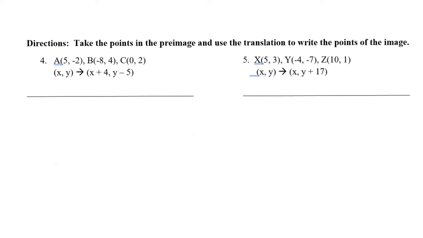So now we're being asked to do this translation notation on these points. So I'm going to write these down. So A is 5, negative 2. I'm just writing them down so you can see where I'm going to do the math on them.